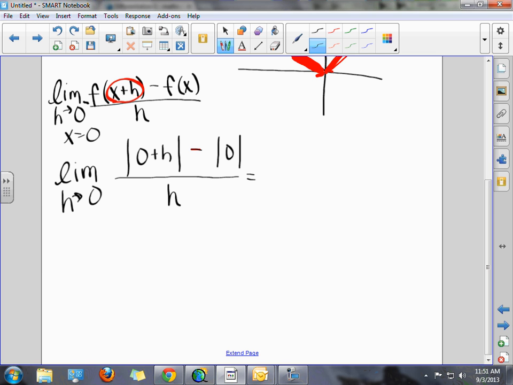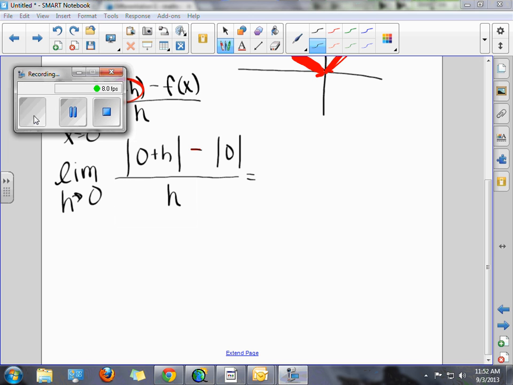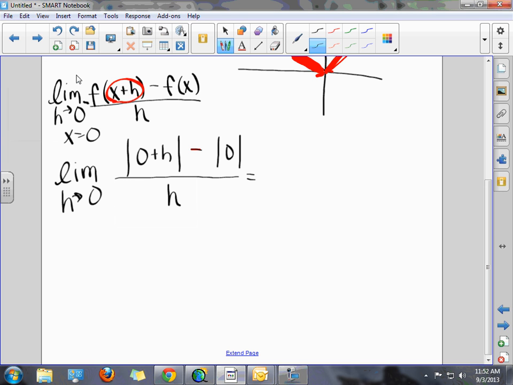And what I end up with is, hold on just one second. Sorry about that. Okay, so this is where we were. We were looking at the absolute value of x, the definition of the derivative, and we're going to look at the derivative as h approaches 0 from the left side. So we plugged in x equals 0, substituted into our function, and what we end up with is the limit as h approaches 0 from the left side of absolute value of h over h.